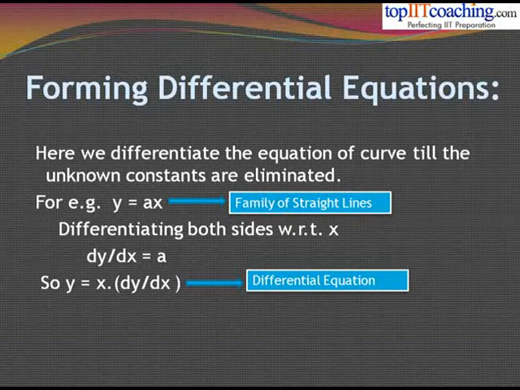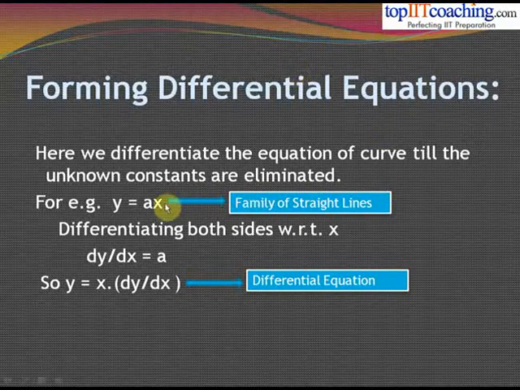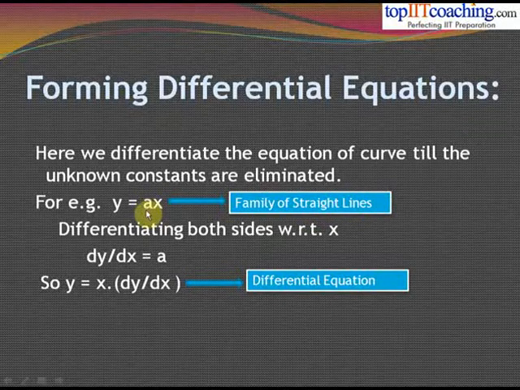For example, if we consider this equation y equal to ax. Now this equation y equal to ax represents a family of straight lines. Here we see that a is an unknown constant. So what we do is we differentiate both sides with respect to x.